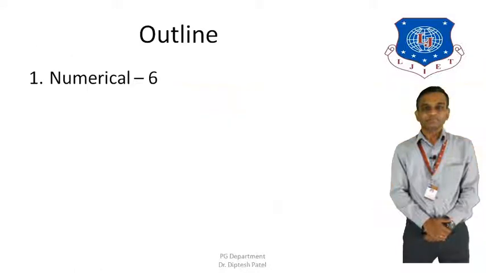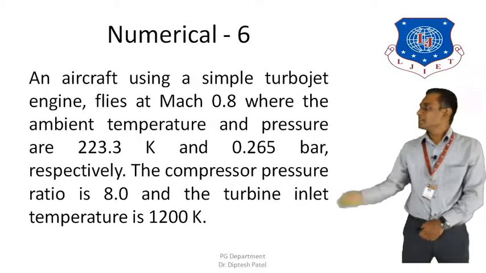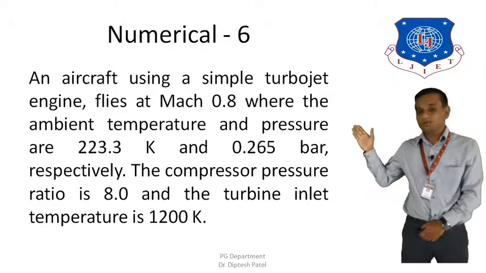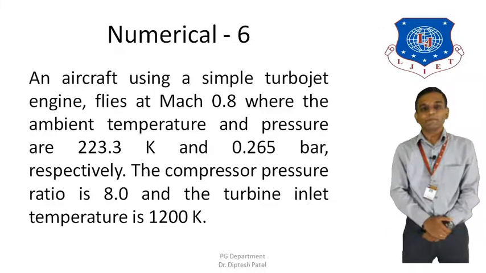In this lecture we are going to see another numerical, numerical number 6. So what does that say? An aircraft using a simple turbojet engine flies at Mach 0.8. So the Mach number is given, that is 0.8, and the ambient pressure and temperature conditions are given to us. Here the ambient temperature is 223.3 Kelvin and the ambient pressure is 0.265 bar.